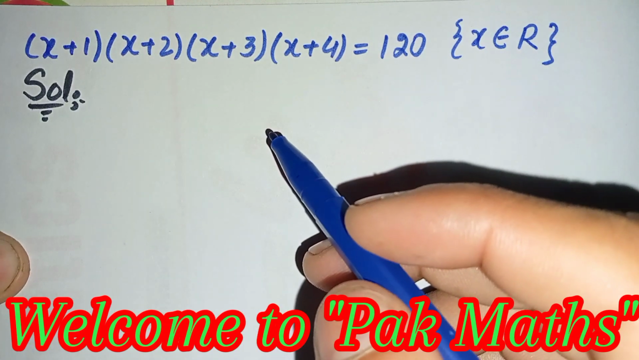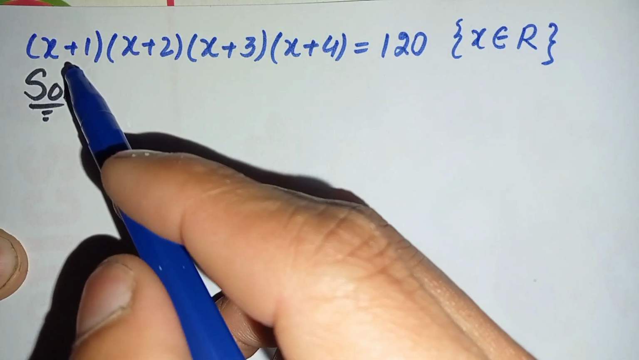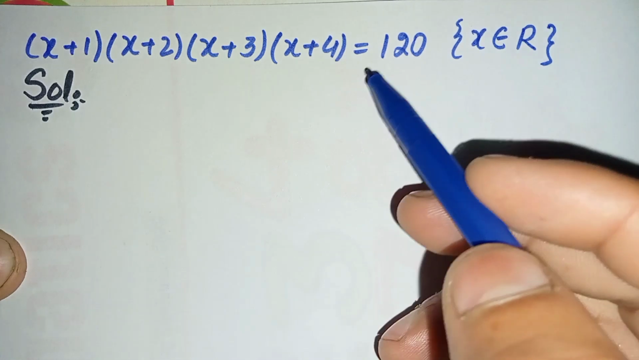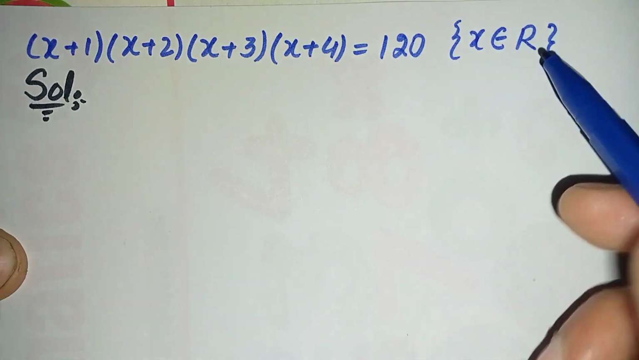In this video, I'm going to solve this nice algebraic math problem. That is (x+1)(x+2)(x+3)(x+4) = 120, where x belongs to the set of real numbers.